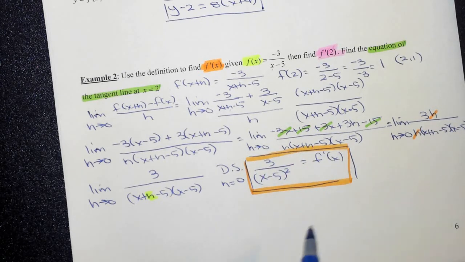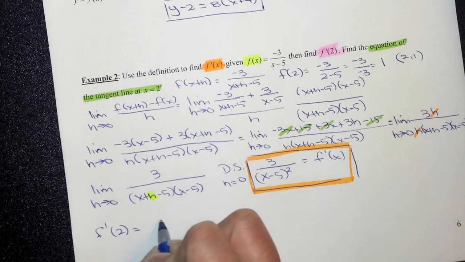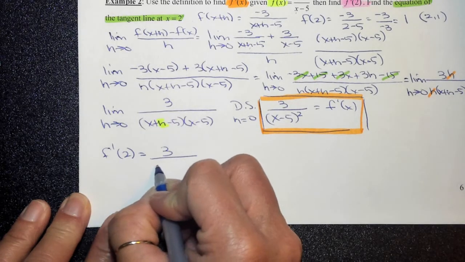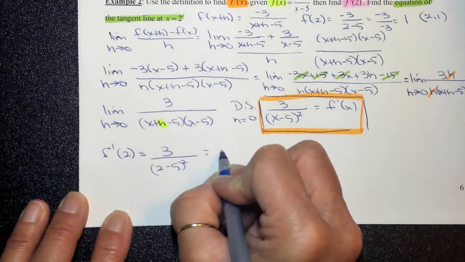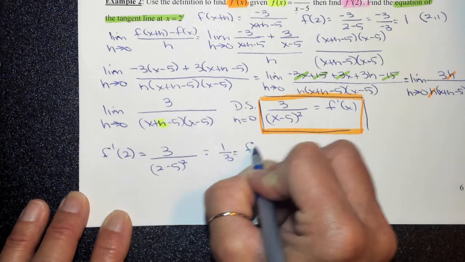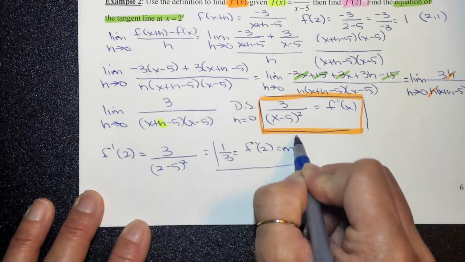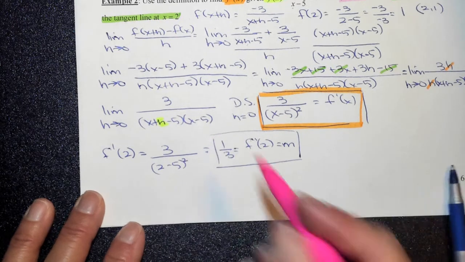More specifically, the slope at 2. So now I can use this. f prime of 2 is equal to 3 over 2 minus 5 squared. So this becomes 1/3, which is f prime of 2, which is my slope. So I need this to write the equation of the line that's tangent to the curve at 2.